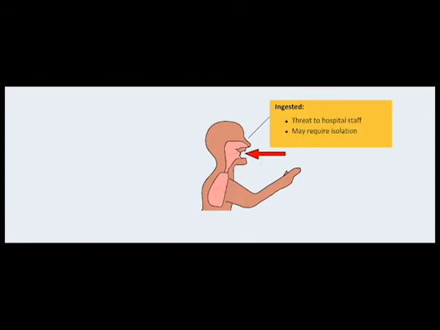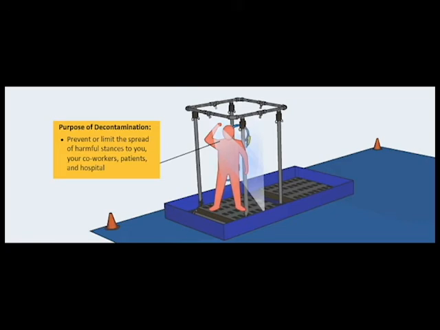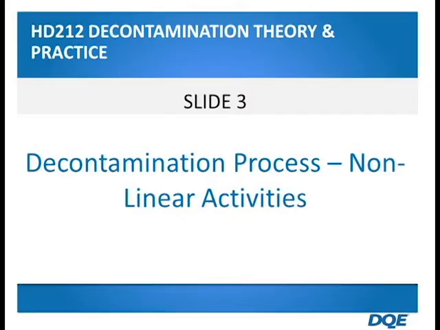Patients who have vomited after ingesting toxic substances can also be a threat of cross-contamination or exposure to the hospital staff. These patients may require isolation, and continued use of some type of personal protective equipment may be necessary. The overall purpose for conducting decontamination is to prevent or limit the spread of harmful substances to you, your coworkers, patients, and the hospital.